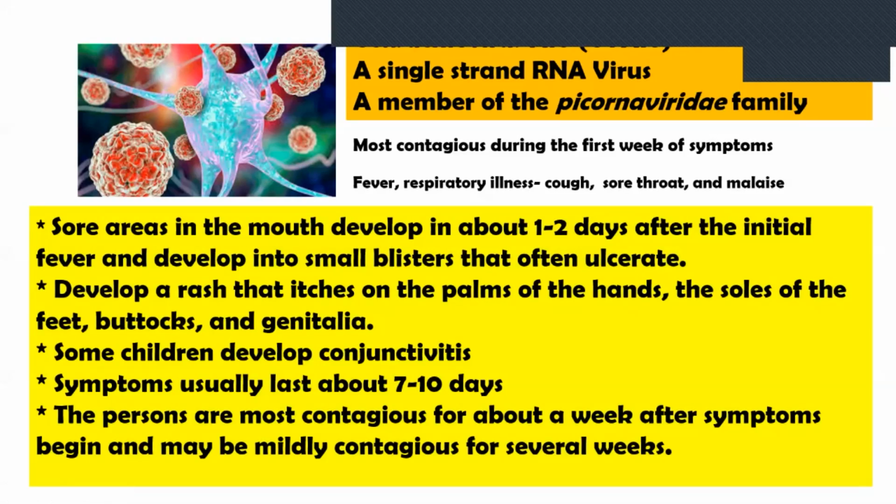So it's very painful. They also develop an itchy rash on the palm of the hand, the sole of the feet, the buttocks, and the genitalia. Some children develop conjunctivitis. The symptoms will last around 7 to 10 days. The person is most contagious for about a week after symptoms begin, and may be mildly contagious for several weeks.